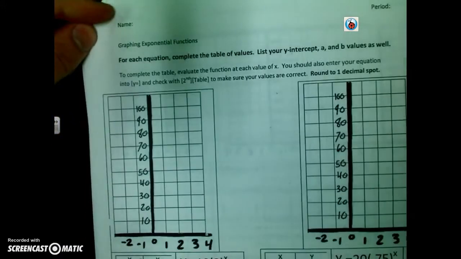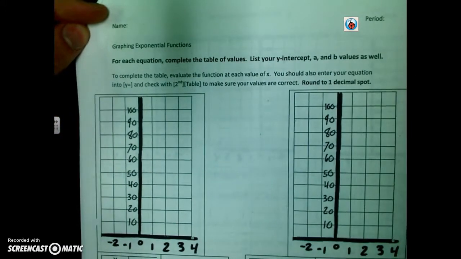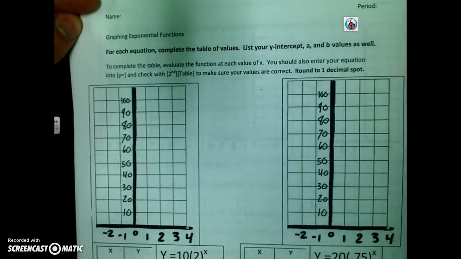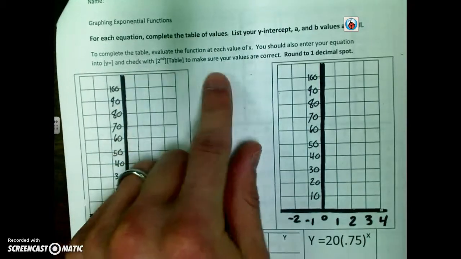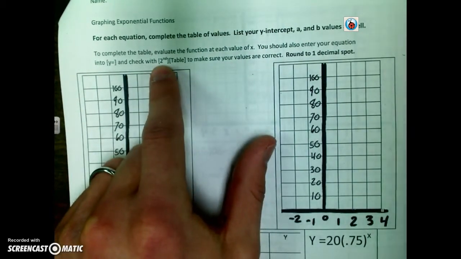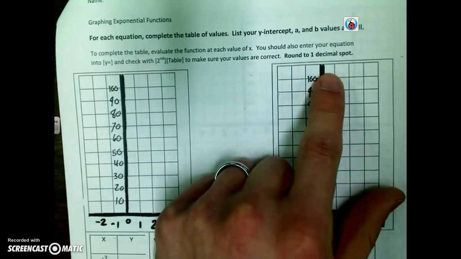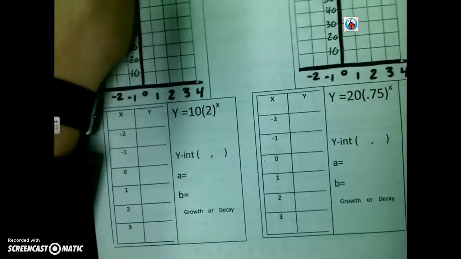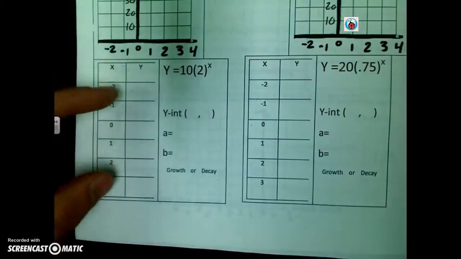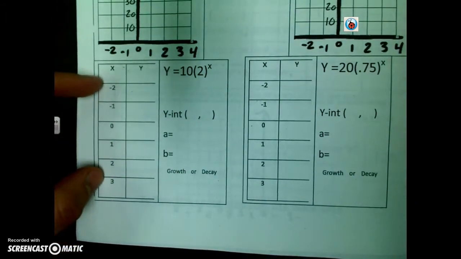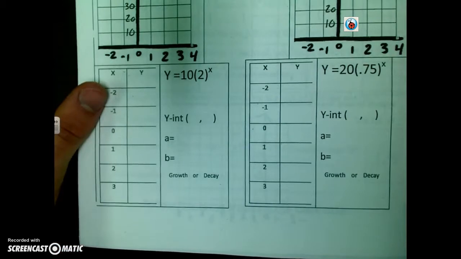Alright, so here on our graphing exponential functions, it already has pre-scaled graphs here for us. It goes through some instructions on how to double check with our calculator, and it also says to round to 1 decimal spot. But really all that's happening here is we'll be able to figure out our different values to fill out the table. Right, and so I'll model us through this first one here.